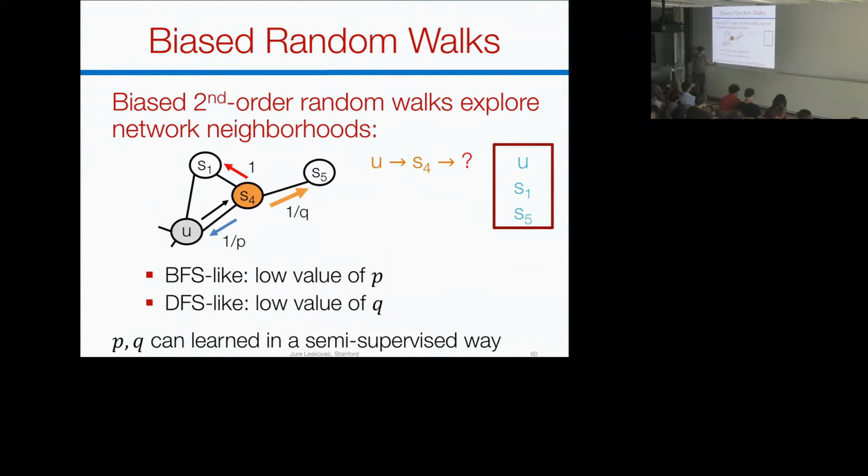So now this method will have two parameters, P and Q. I can estimate them in some kind of semi-supervised way. I can also do some kind of exploration and do a grid search over them to identify the good parameters.